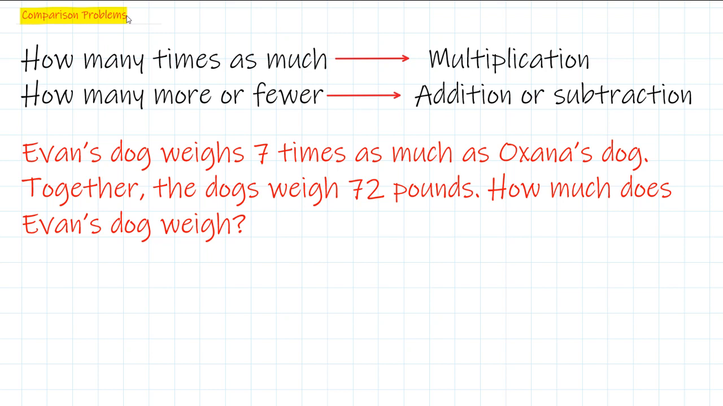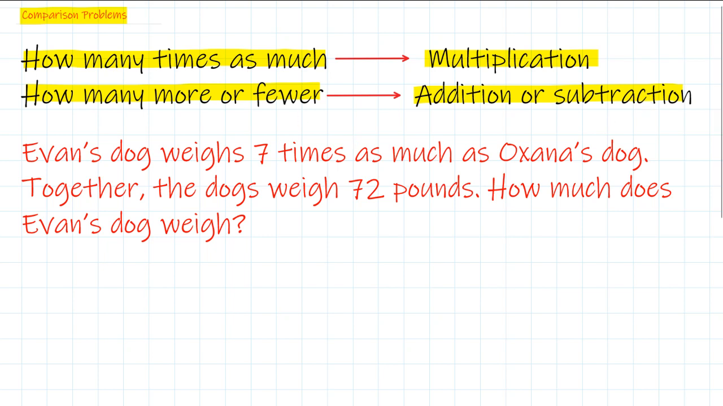Okay, let's see these two sentences. They're very important in our lesson today: how many times as much, and how many more or fewer? If you see the first sentence, you're going to model it with multiplication. If you see the second one, which is how many more or fewer, you're going to model it with addition or subtraction. It's very simple. You have to pay attention to these two sentences in our problems.